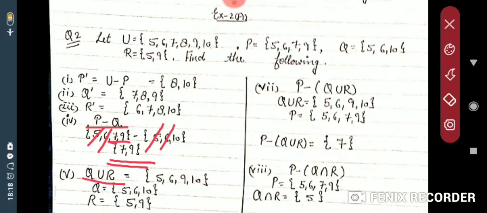Next, Q union R. Union means the elements of Q and R. But if any element is repeated twice, then you have to write that element a single time. For example, just see Q and R, 5 is there 2 times, but you will write it here 1 time. So 5, 6, 9 and 10 will be the elements of Q union R. That means Q union R means all the elements of Q and R.